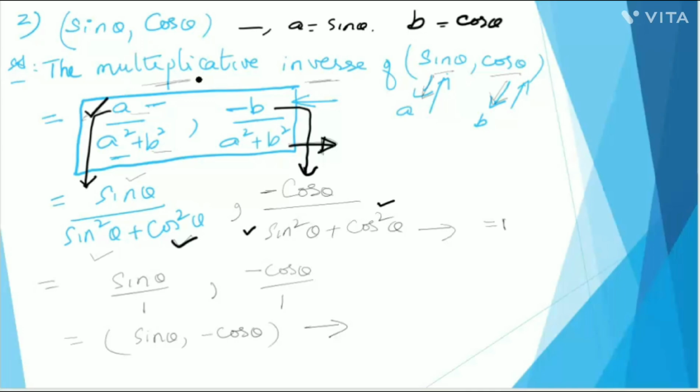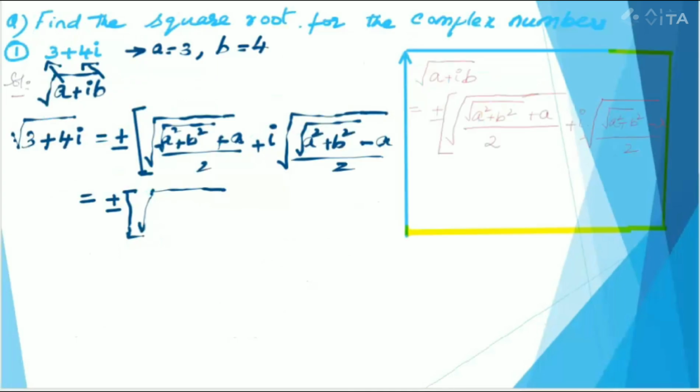We know that sin square theta plus cos square theta is equal to 1. Here in the next step I will write sin theta as it is, and in place of sin square theta plus cos square theta I will write 1. Then in this minus cos theta as it is, sin square plus cos square theta is equal to 1. I have written 1. Now I am having multiplicative inverse of sin theta comma cos theta is sin theta comma minus cos theta.